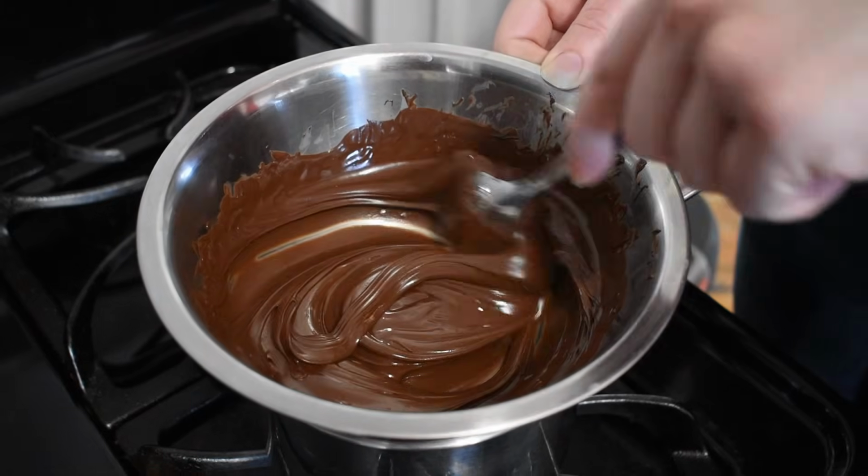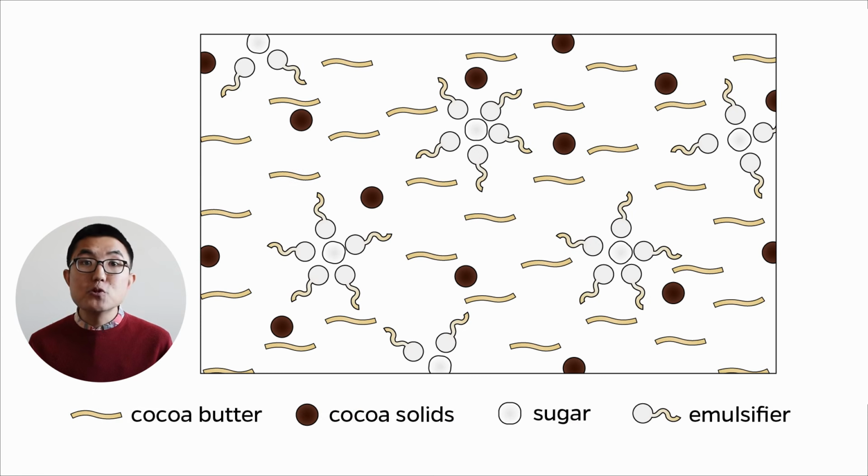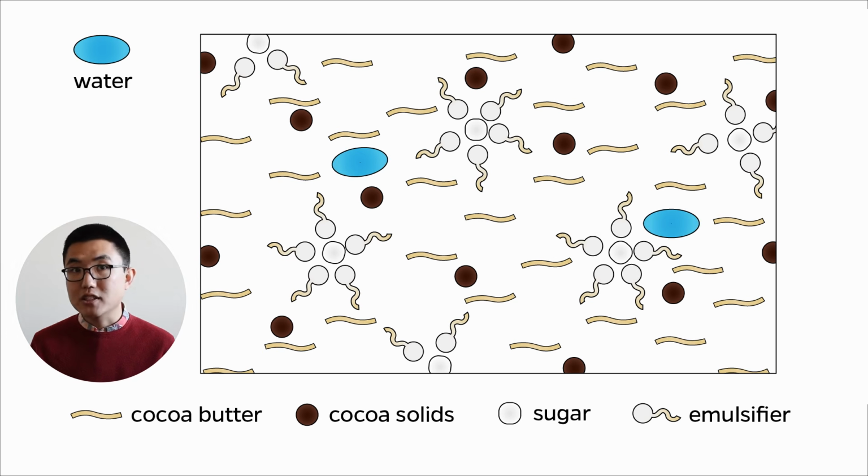As we heat up the chocolate, the cocoa butter molecules start moving around more and more until the chocolate becomes a flowy liquid. In perfectly smooth melted chocolate, the sugars and solids continue to stay evenly dispersed throughout the cocoa butter, and that's largely because of the emulsifier helping to hold everything together. However, if we accidentally introduce water to the melting chocolate, it will stop being so smooth and glossy.